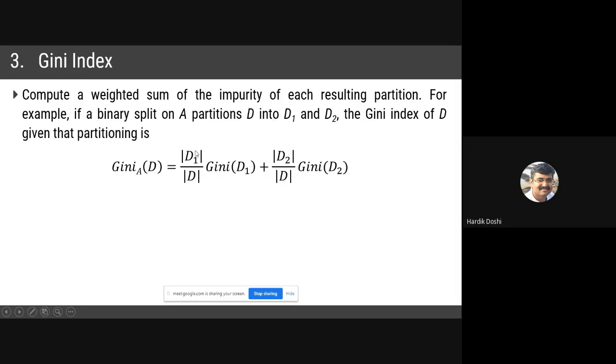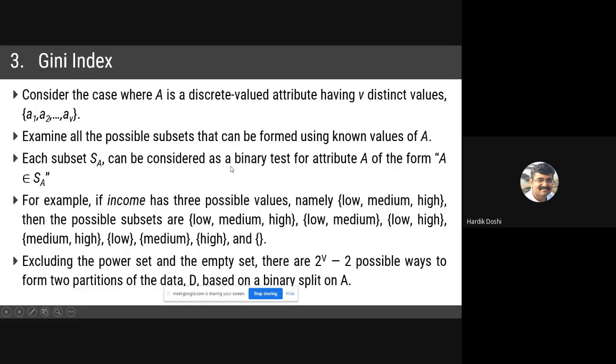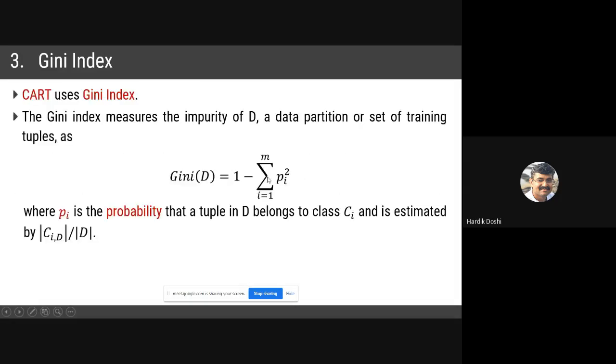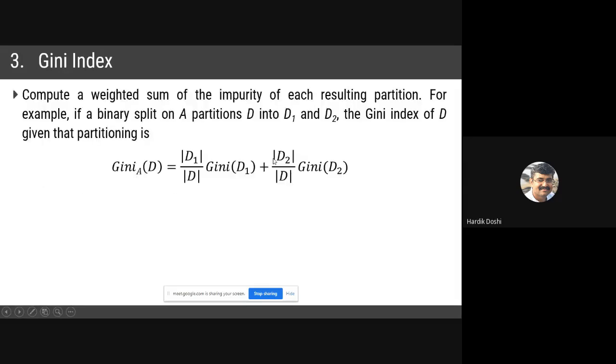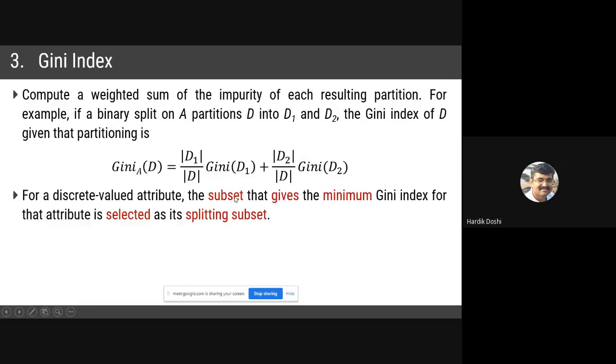So the Gini index is given as D1 by D, Gini of D1, plus D2 by D, Gini of D2. Now, we know how to calculate Gini. The formula for Gini is 1 minus the probability squared, over the possible values for that particular class. For discrete-valued attributes, the subset that gives the minimum Gini index for that attribute is selected as the splitting subset.